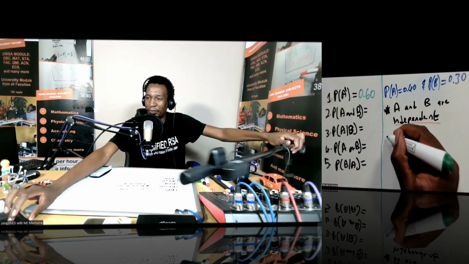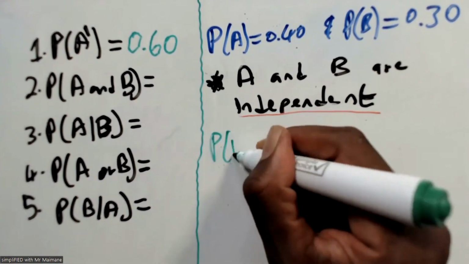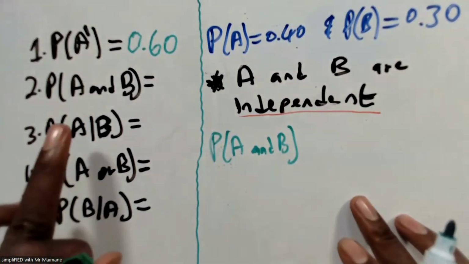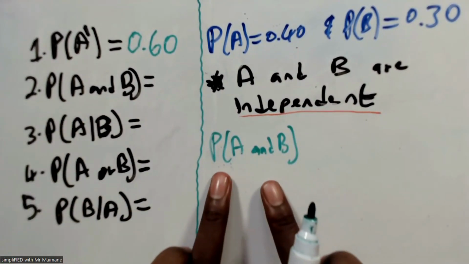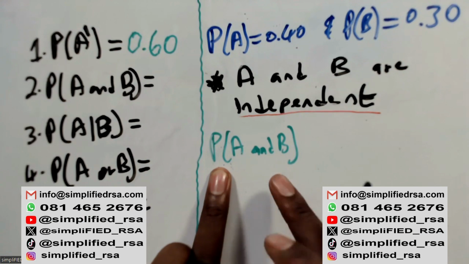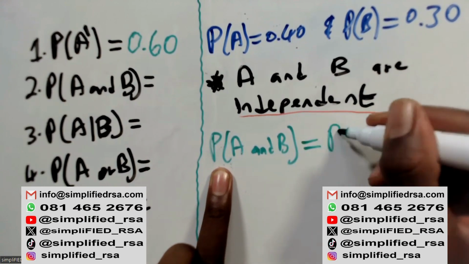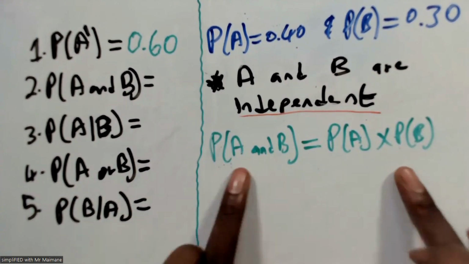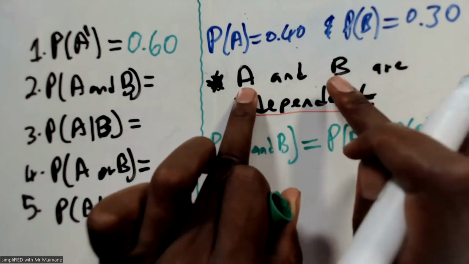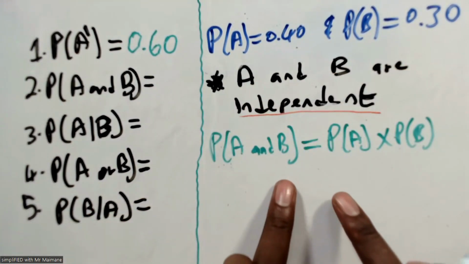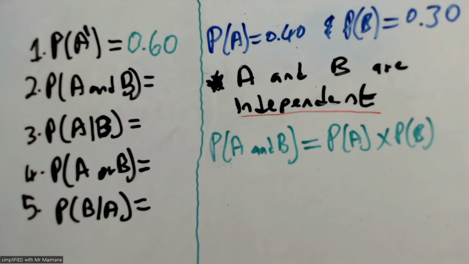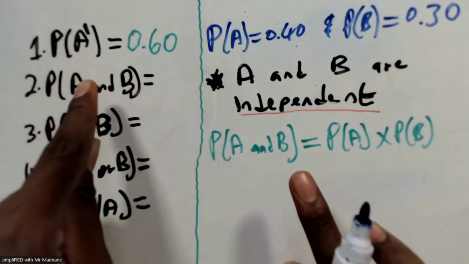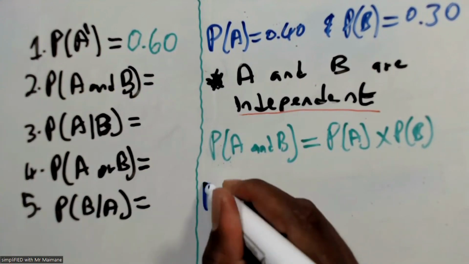Let's continue. We are answering number 2 now. Independent means that the probability of A and B can be achieved just by multiplying the probability of A with the probability of B. This only applies when they say A and B are independent. If not, you don't use this equation. For cases where the word independent was not mentioned, we're not going to use this formula to calculate the probability of A and B. We're going to use this one.